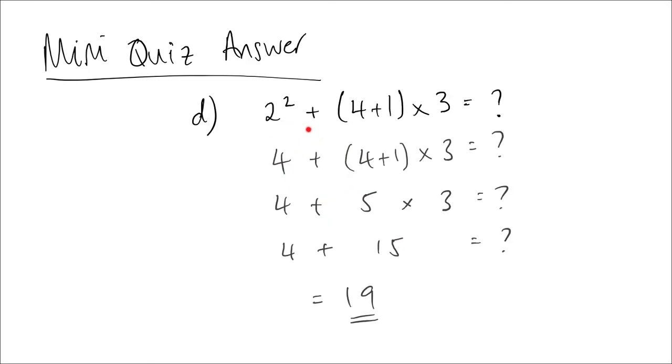So then we have 2 squared plus, then in brackets 4 plus 1, and then all multiplied by 3. So the 4 plus 1 gives us the 5 in brackets. We can also see the order, so 2 times 2, or 2 squared, gives us 4. And then we need to focus on the multiple. So 5 times 3 gives us 15, added to the 4 gives us 19.